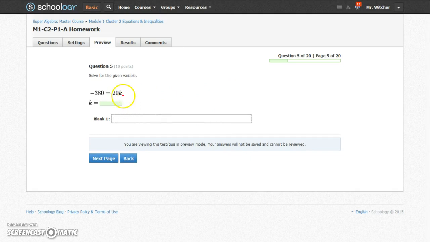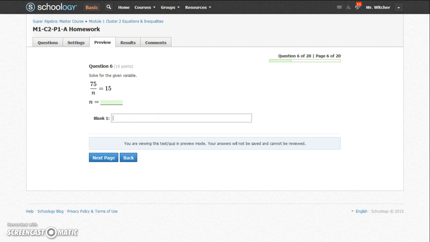In question 5, we're multiplying. What's the inverse of multiplication? Division. So I'm going to divide by 20. 20 divided by 20 is 1. So we have 1 times k, which is the same thing as just k. We'll have 1k. And then 380 divided by 20, well, I can simplify that by factoring out the 10 in each of these. So rather than 380 divided by 20, now I have negative 38 divided by 2, which I can do a little bit easier, and I know that that's going to be negative 19.